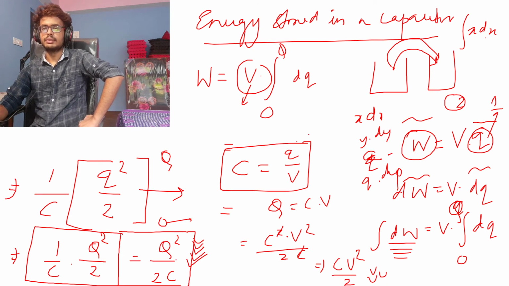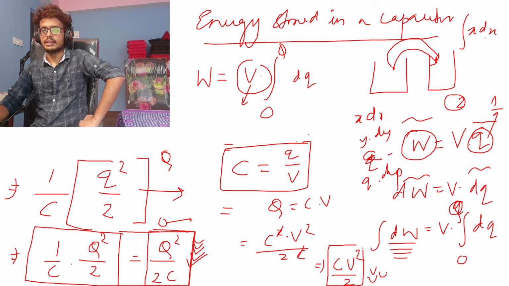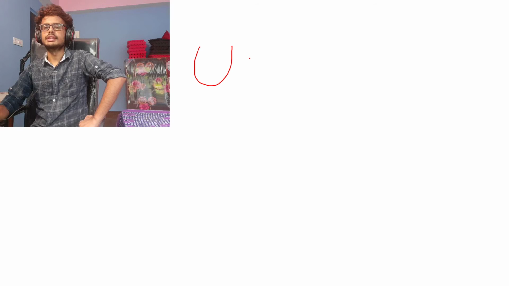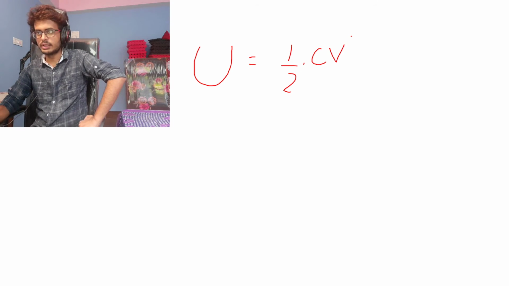So CV squared by 2, Q squared by 2C. You have to remember these two formulas. So energy stored inside a capacitor is Q squared by 2C, and another formula, that is CV squared divided by 2. This is the energy stored inside a capacitor. Basically it is denoted as U. U is the energy stored inside the capacitor. It is 1 by 2 CV square, which is also equal to 1 by 2 Q square by C.